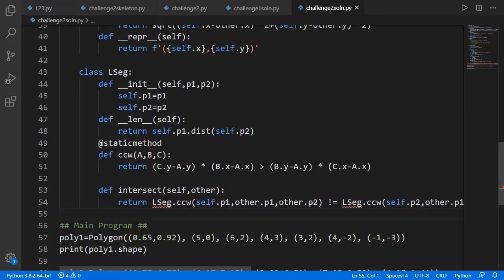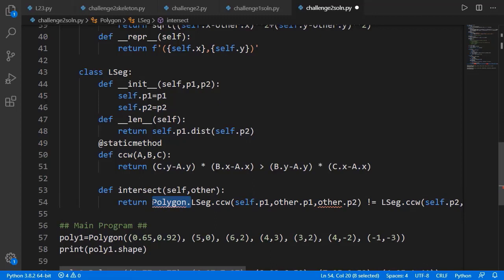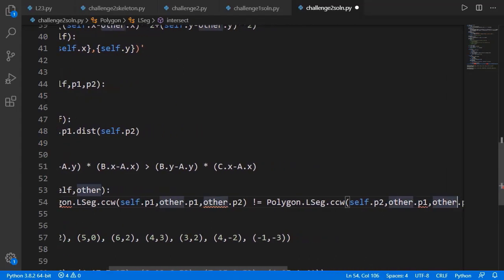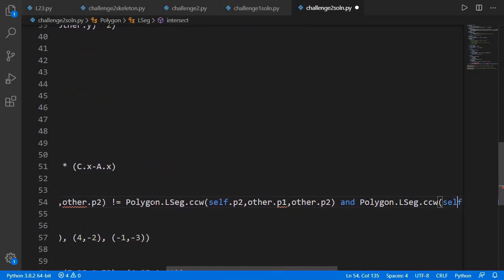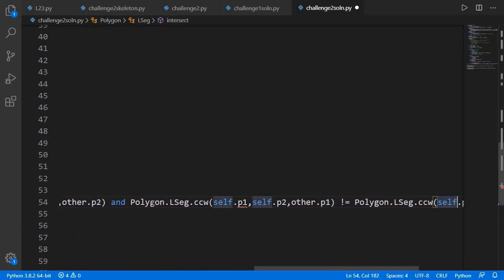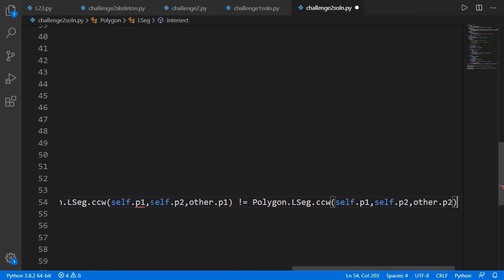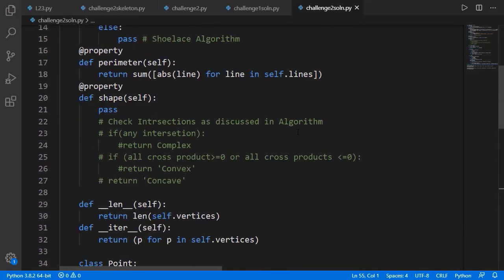We cannot use line segment directly as it is the inner class of the polygon class, so we will have to access it as polygon.lineSegment. Now we have to use this intersect method inside the logic of shape property to find the complex polygon.